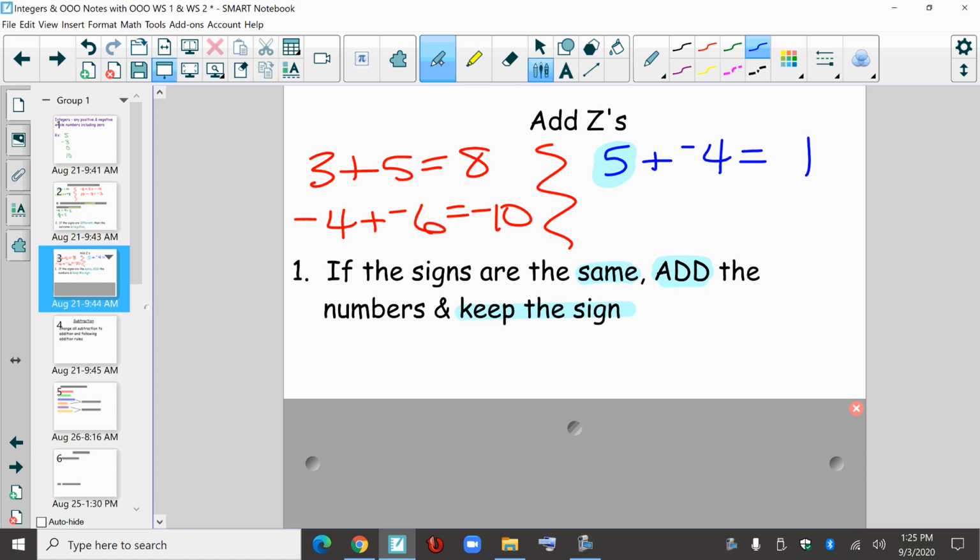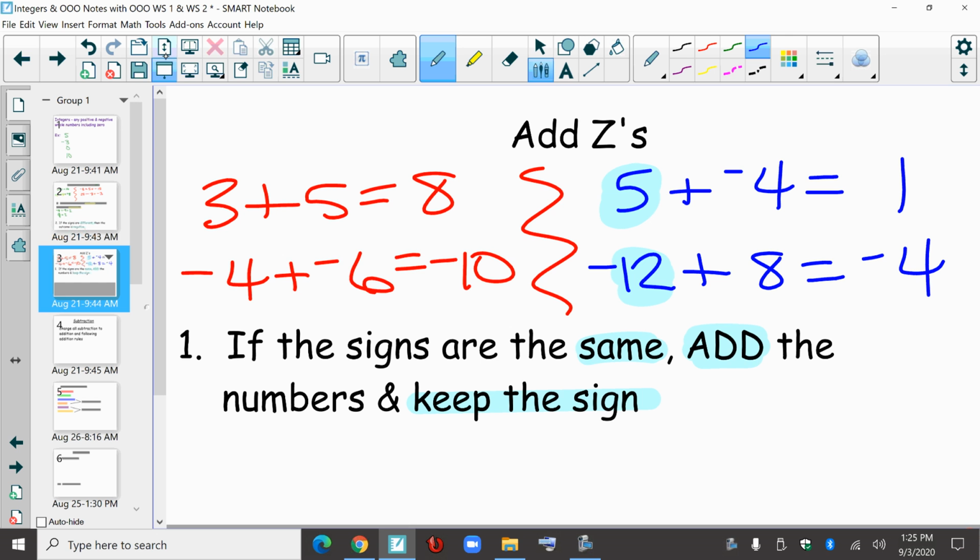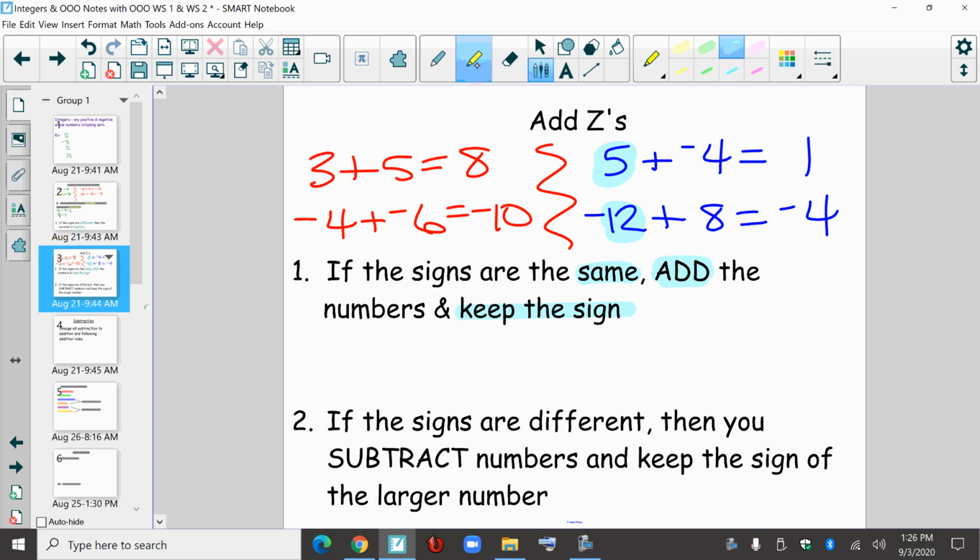Okay? Well, what happens if I owe $12, but I have 8? Well, the bigger number here is now going to be 12, which means I'm still in debt $4. Why? Because 12 take away 8 is 4. Which means when my signs are not the same, and they are different, then you are going to subtract the numbers and take the sign of the larger number. And I highlighted the larger number every time. Okay?